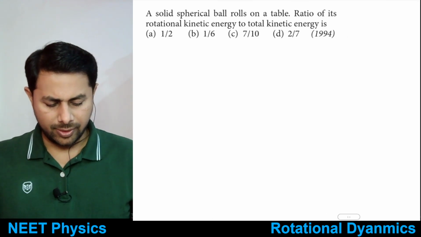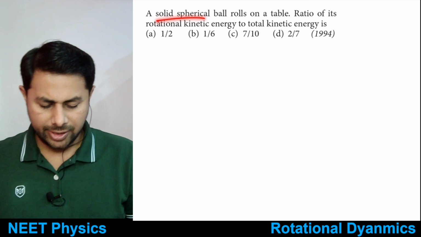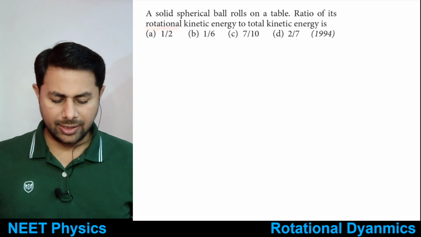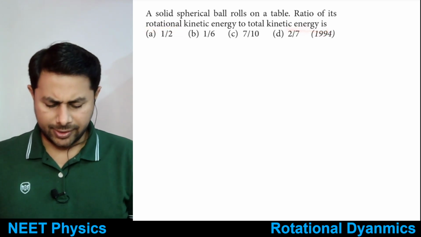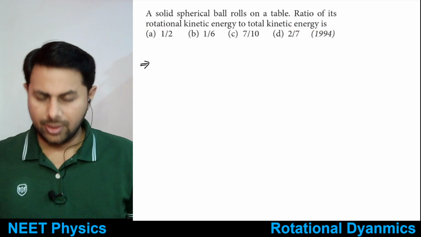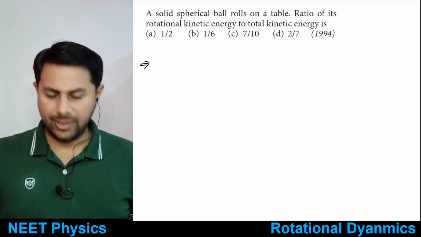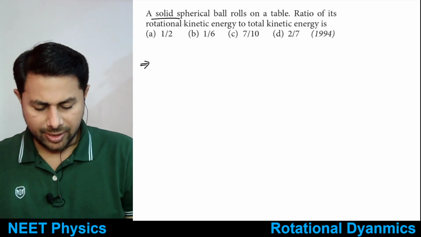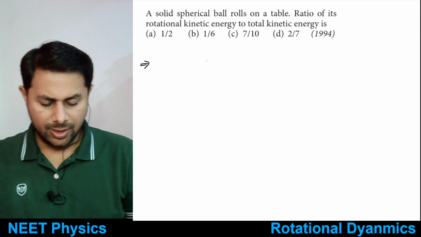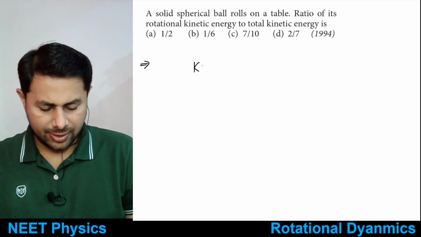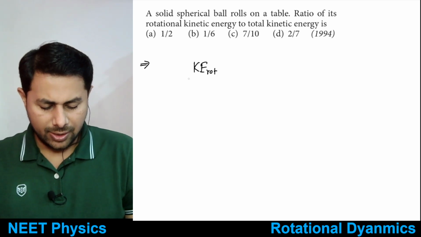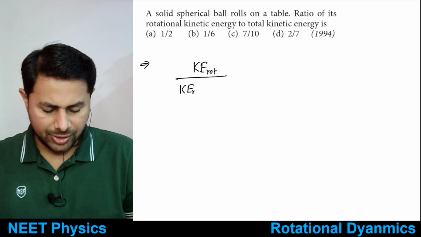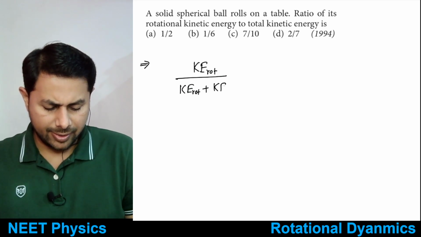Let's see the next one. A solid spherical ball rolls on a table. The ratio of its rotational kinetic energy to total kinetic energy is. Now I will explain this here. What is rotational kinetic energy? Solid spherical ball, right? KE rotational divided by total kinetic energy, so that is KE rotational plus KE translational.